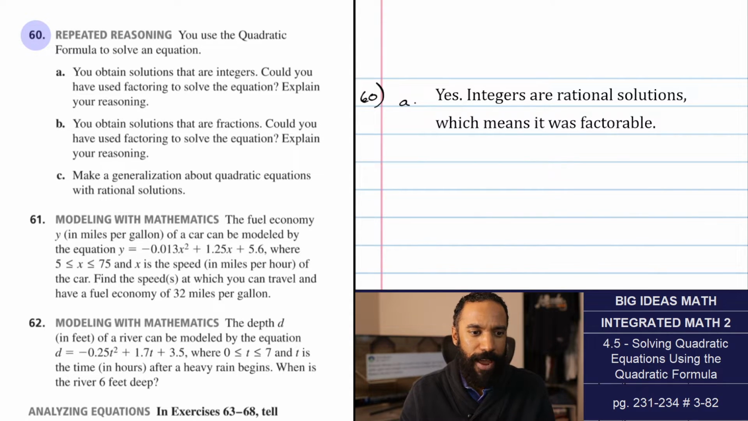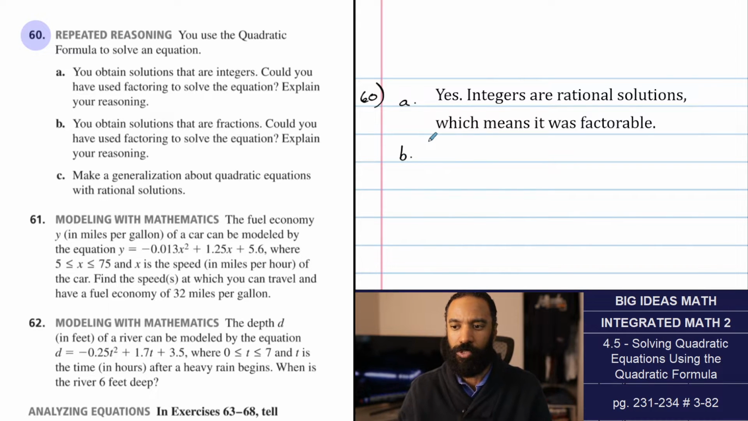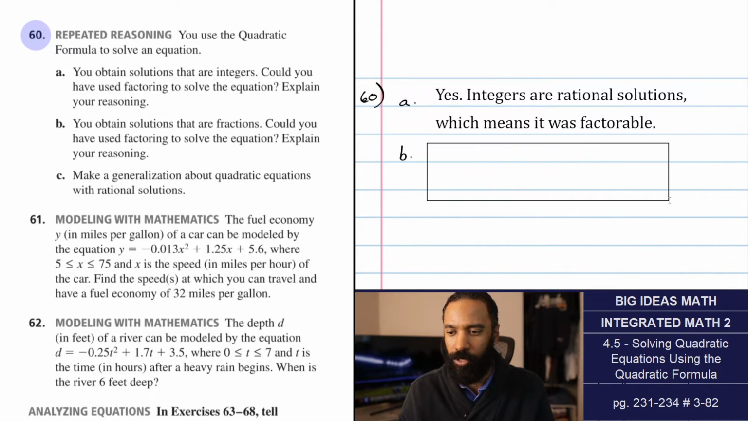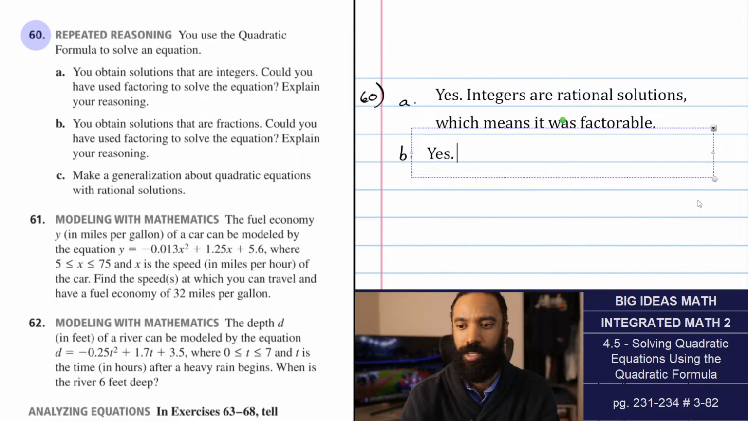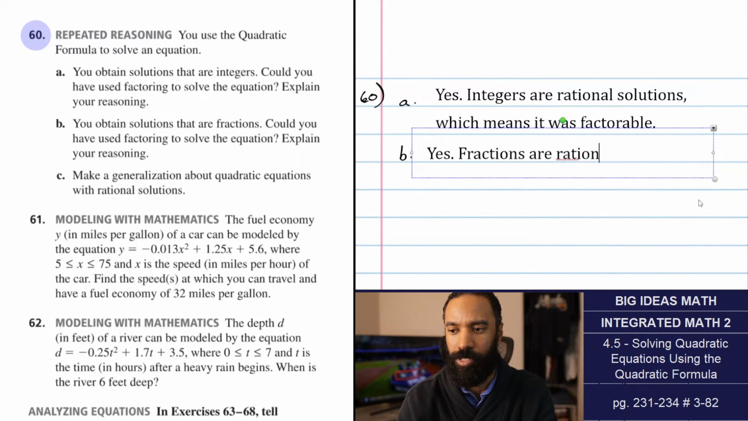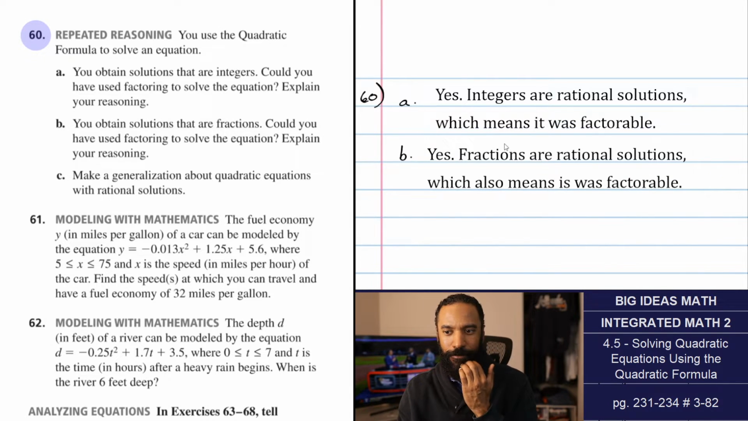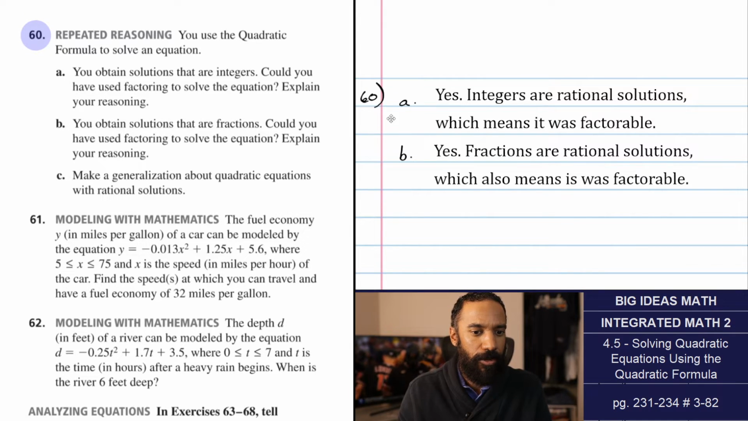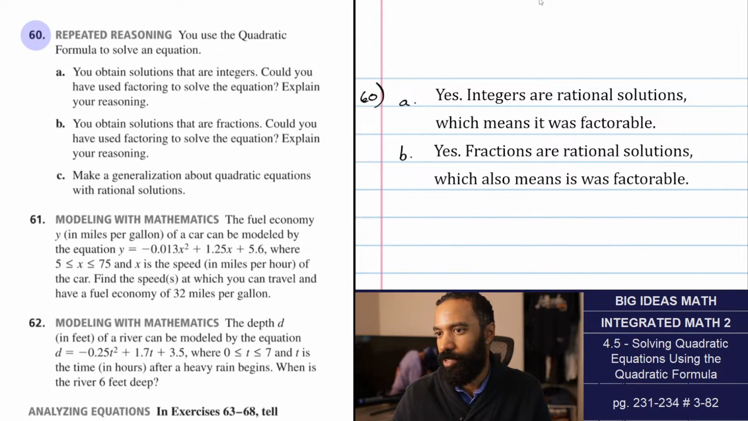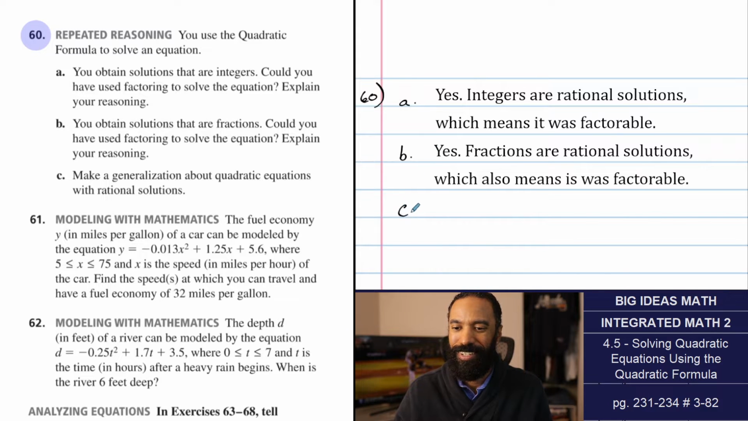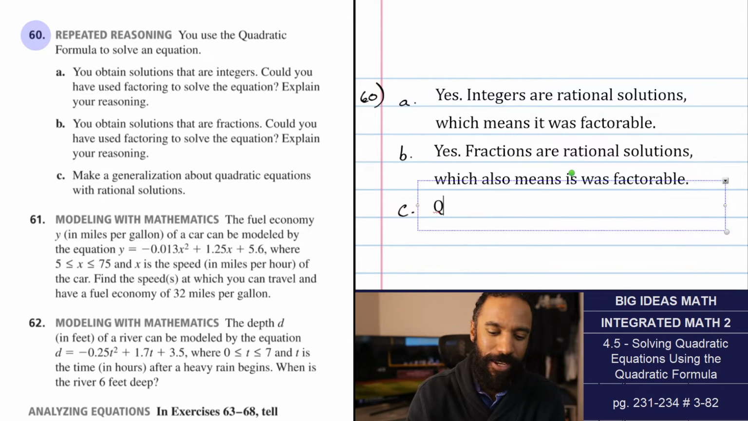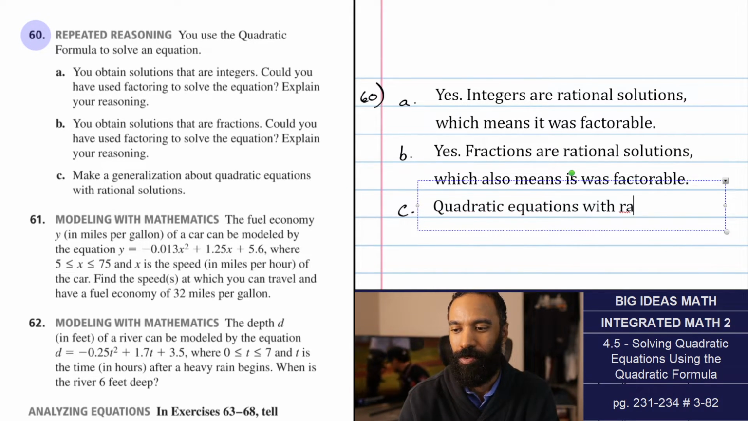Part B, you obtain solutions that are fractions. Could you have used factoring to solve? Yes, same reason. Fractions are rational solutions, which means it was factorable. Don't undermine the use of factoring something when you're able to. Make a generalization about quadratic equations with rational solutions. I have. I'm ahead of the book. Quadratic equations with rational solutions are factorable.